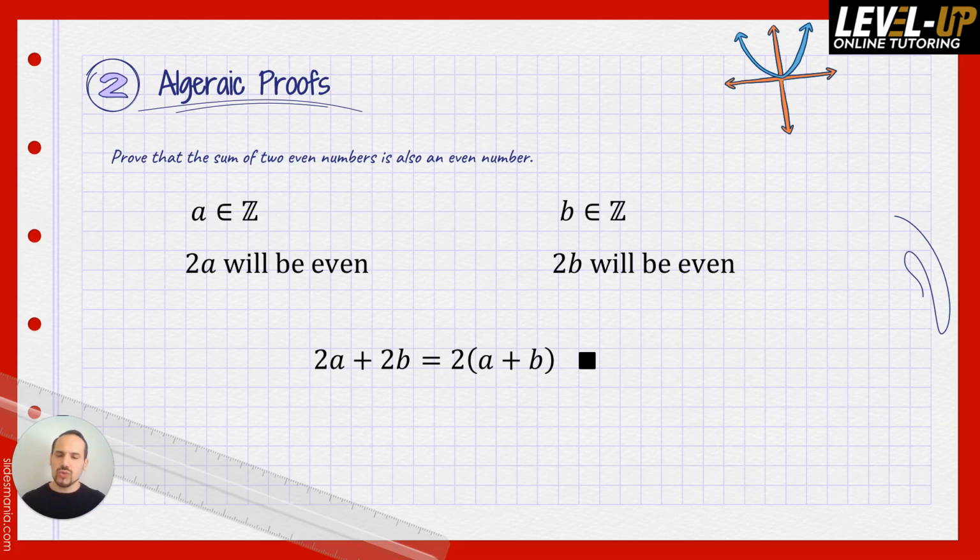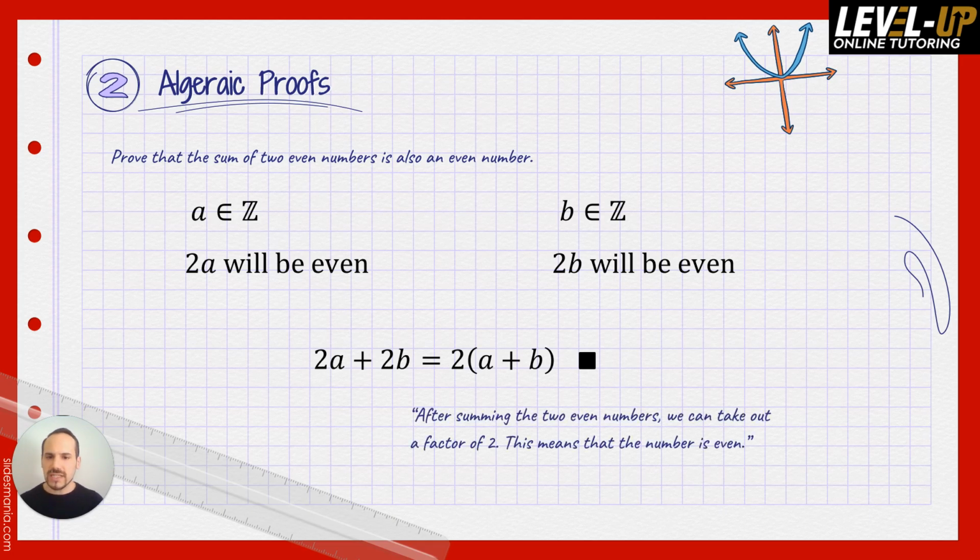And what's normally good as well is to finish up your proof with an actual sentence explaining what's going on. And what I would say is something like this: after summing the two even numbers, you see that the end result we get, we can take out a factor of 2. And if we can take out a factor of 2, that means it's divisible by 2, which means it's therefore even. So there we go. That's how we prove something like that.